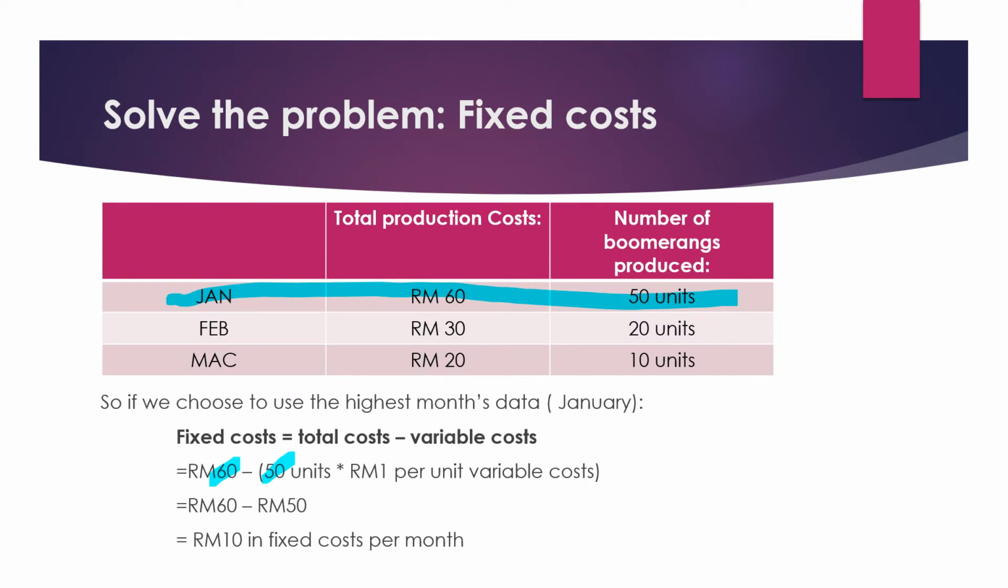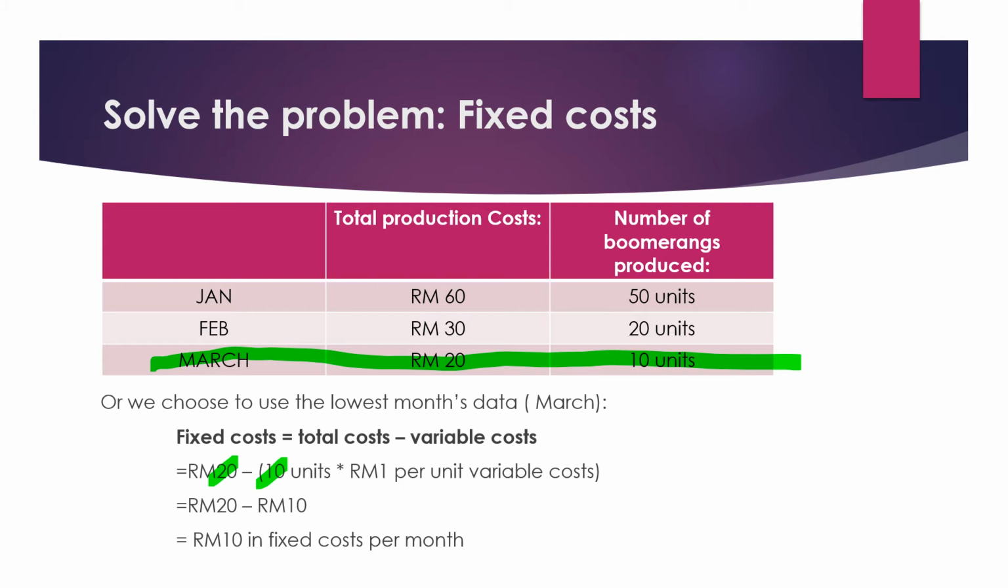So we choose the highest month data, let's say January. We put the January data into the formula: fixed cost equals total cost minus variable cost. So 60 ringgit minus 50 units multiplied by 1 ringgit variable cost, so equals RM60 minus RM50. So fixed cost is RM10 in fixed cost per month.